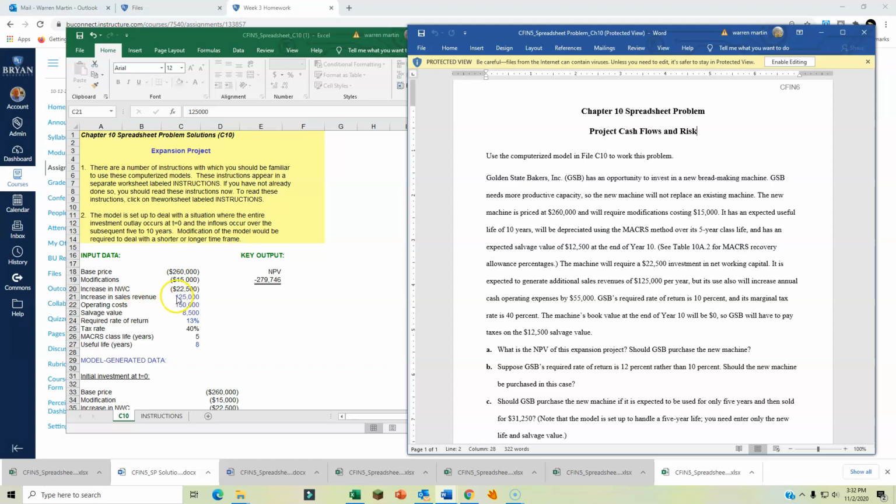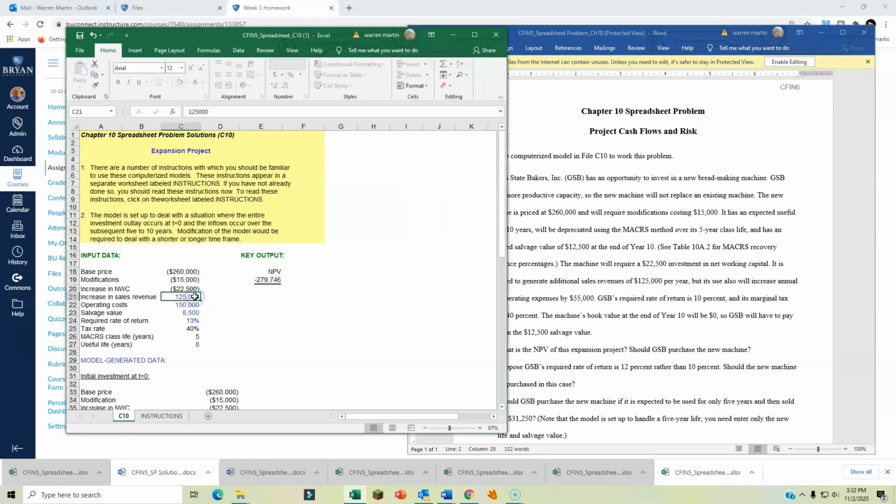So right here, the blue is where you can plug in numbers, increase in sales revenue. As you're reading through here, it's giving you all these numbers. Down here about halfway, it tells us expected to generate additional sales of 125,000 a year. So I've already plugged that in right there.